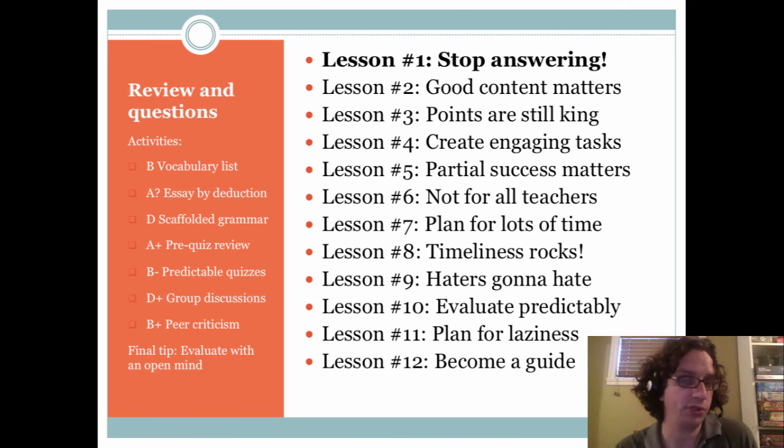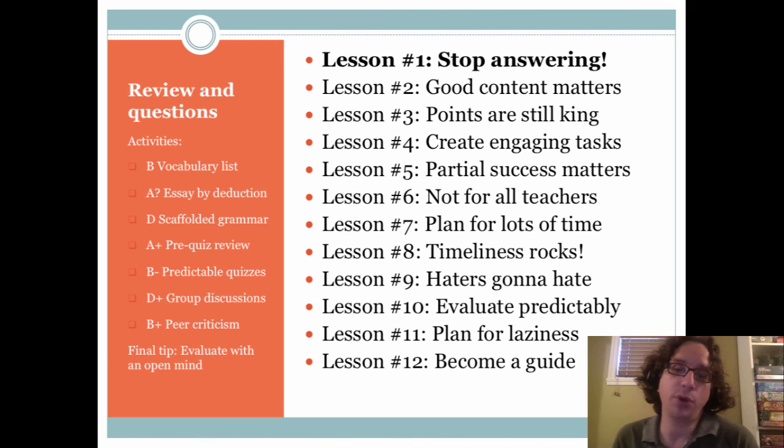Lesson number 3, points are still king. The basics of teaching don't change when you do active learning. Basics of teaching and evaluating do not change. So you can't just suddenly forget that your things need to be evaluated for the students to care. Lesson number 4, create difficult tasks. This is what often makes your activity interesting, is it's a task and it's difficult.